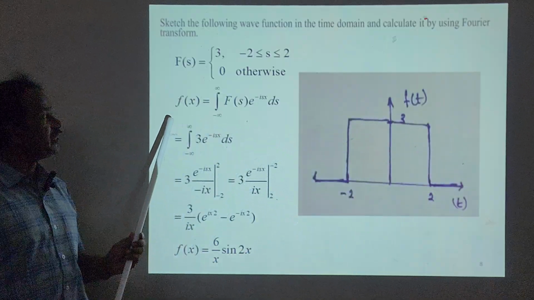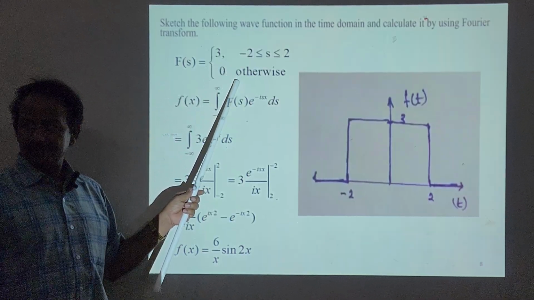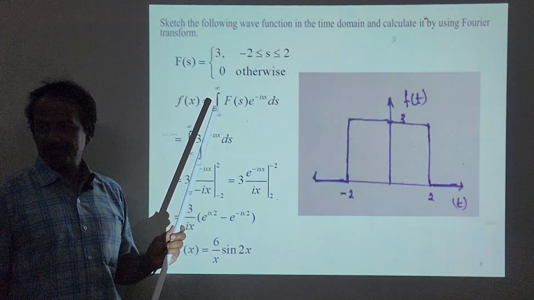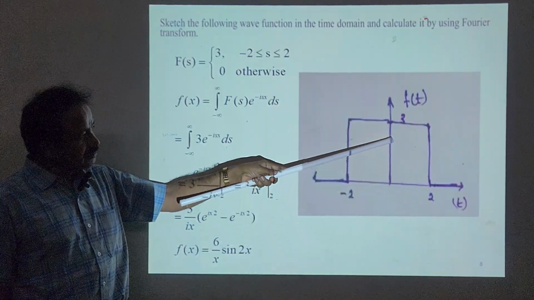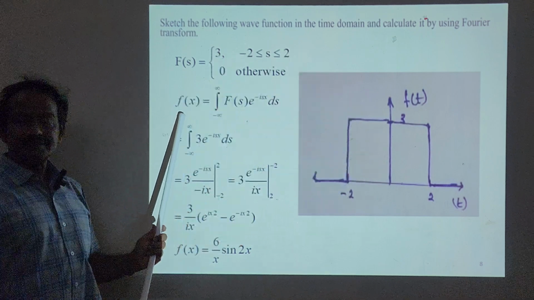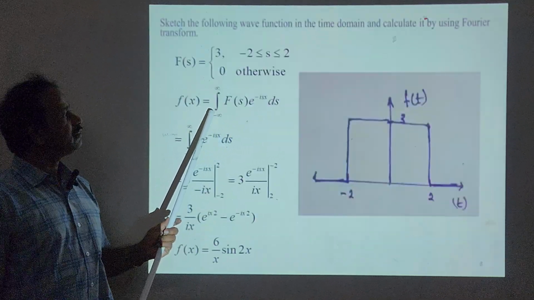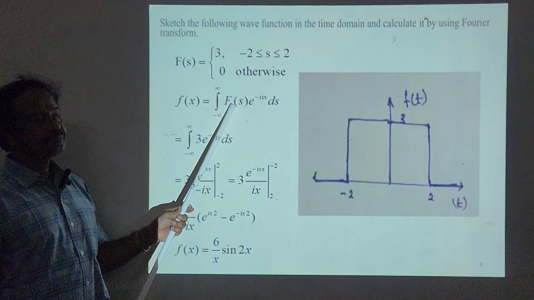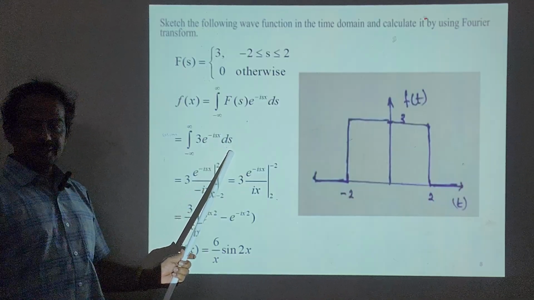Is it okay? Now we are going to find f of x, the Fourier transform of this one. I repeat: f of s is given, f of x is asked. That's all. F of s is 3 in this interval, between minus 2 and 2. F of x is asked, so we use this formula. We have f of x equals the integral of f of s e power minus isx ds. And what is f of s? It is 3. So it is 3 e power minus isx ds.